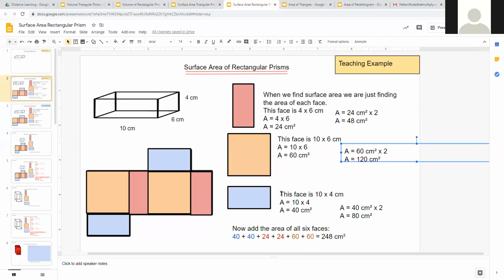Or you can just add. So you have to know that there are 2 blue faces, 2 red, and 2 orange, and I add them all up together. Either way, you're going to come up with the same answer. And that is surface area of a rectangular prism.